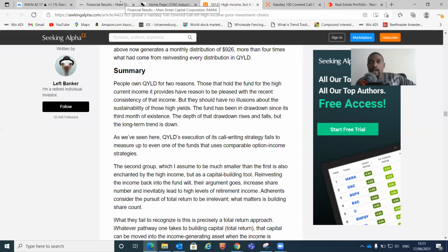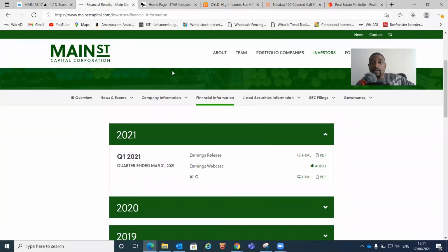So for now, I'm only aware of 4 stocks that can pay you monthly dividends. We have Realty Income, we have this QYLD ETF, we have Stag Industrial, and then we have Main Street Capital Corporation. So I hope that you now have knowledge of the existence of these securities that can give you these monthly dividends. So that's it for today.